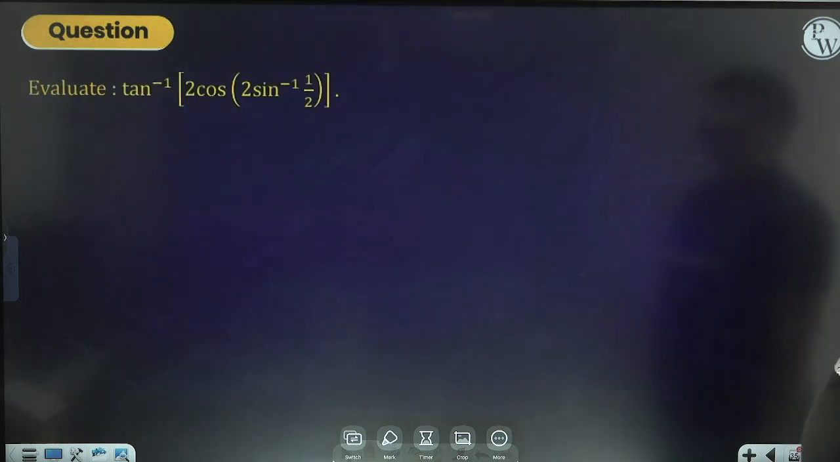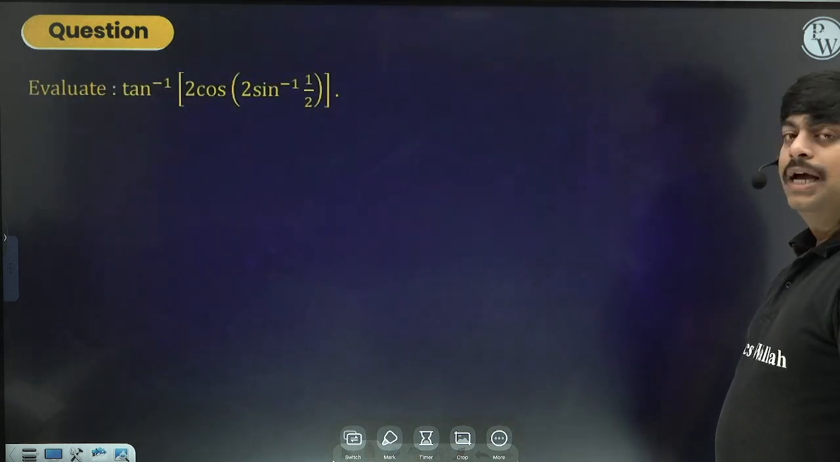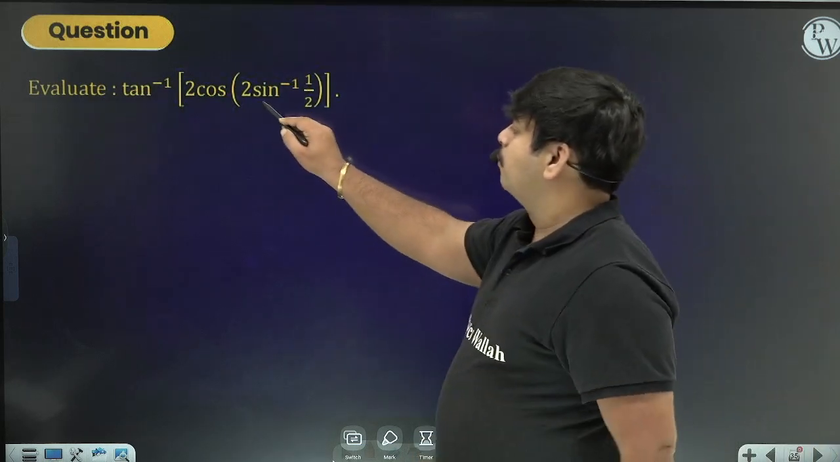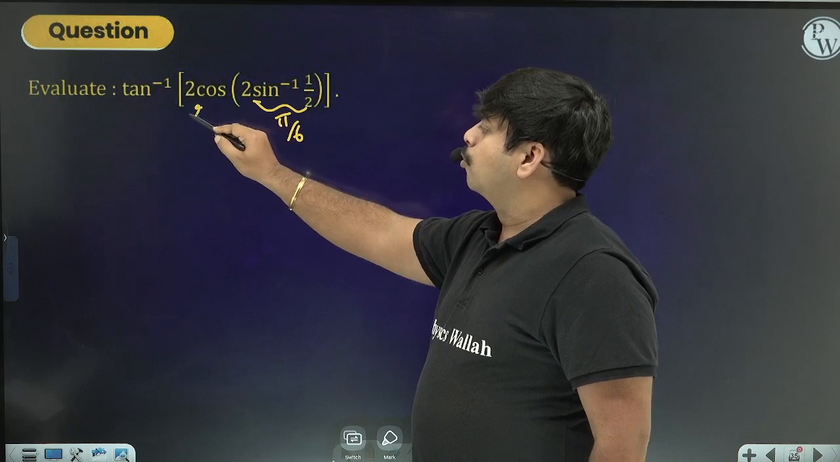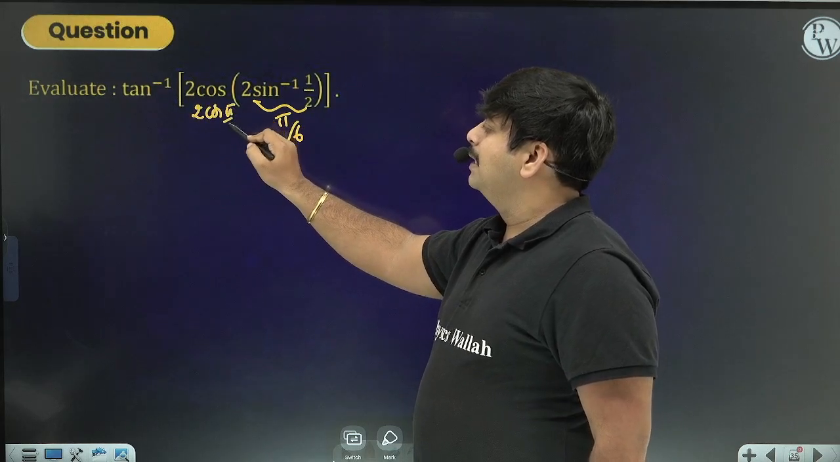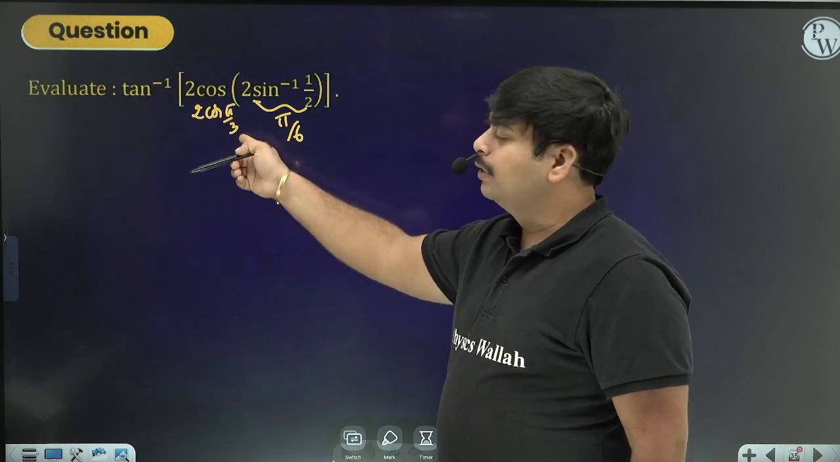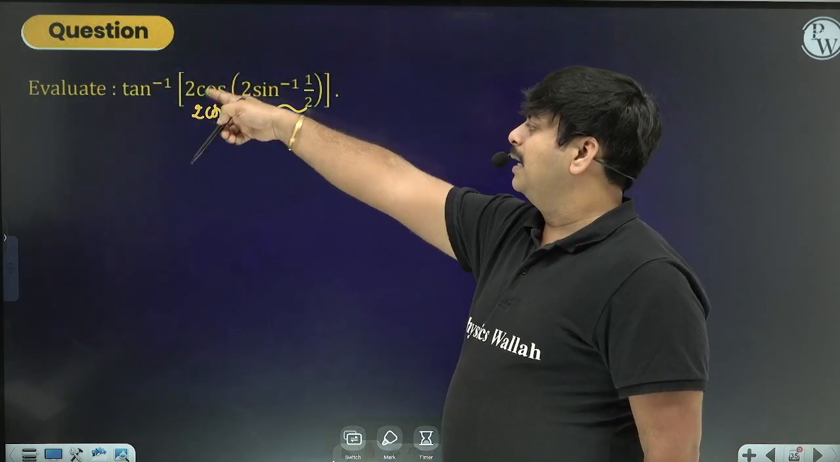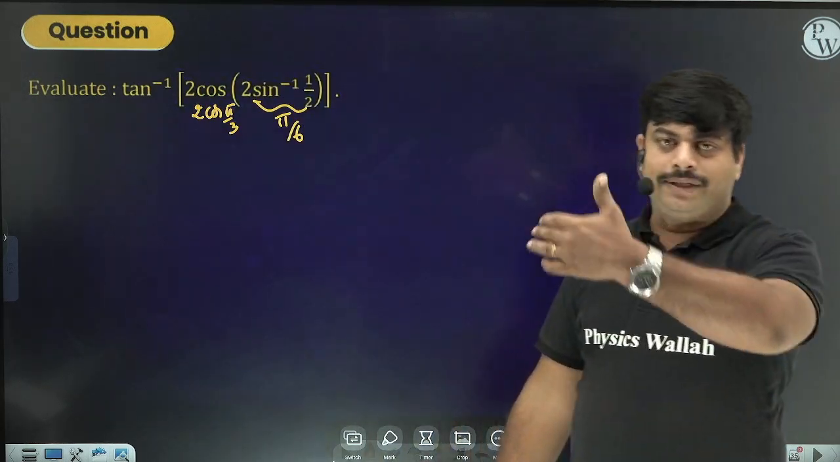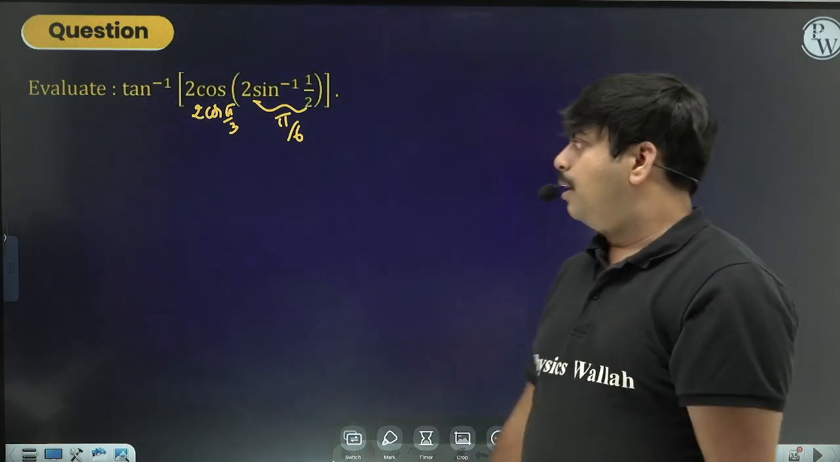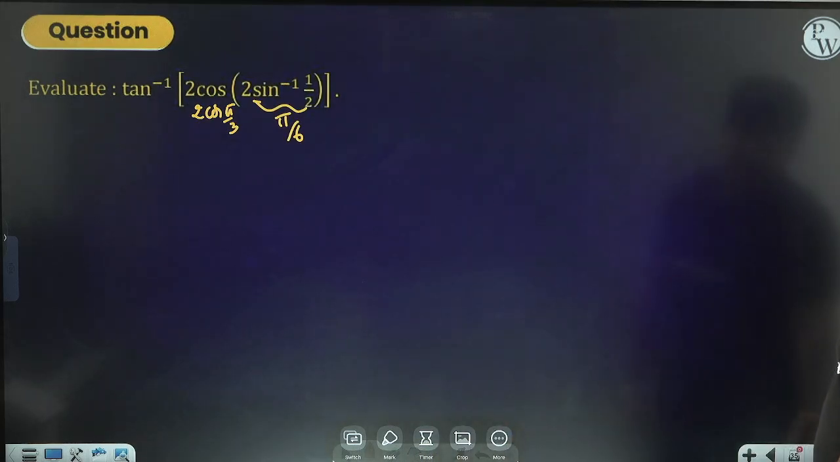Tan inverse of 2 cos of 2 sine inverse 1 by 2, okay? It's a very simple thing. Sine inverse of 1 by 2, you know it is pi by 6. 2 times pi by 6 is pi by 3. So 2 cos pi by 3. Cos pi by 3 is again 1 by 2, so the 2 and 1 by 2 get cancelled. Again, tan inverse of 1. I'm not saying the answer, but I have done it till the last step with my voice. Please do that, okay?